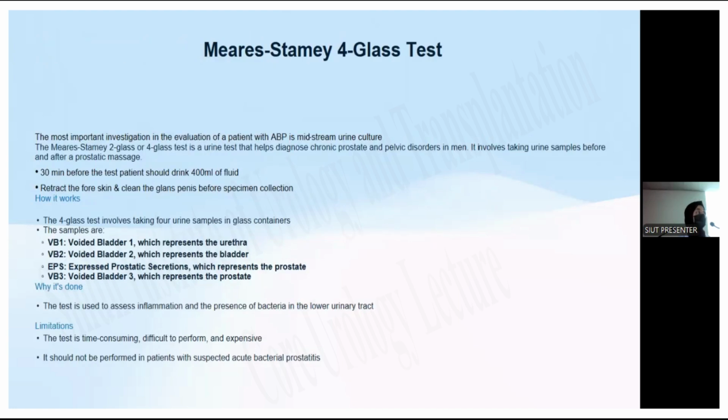So just a word about this Stamey 4-glass test and acute as well as chronic prostatitis. Practically, I have never seen it done in the last 30 years or so of my observation in urology. From the point of view of acute prostatitis, the classical teaching is that whenever you have a middle-aged patient, between 30 and 60, having symptoms of perineal pain, fever, and discomfort with lower urinary tract symptoms, the first thing that comes to your mind is acute prostatitis.